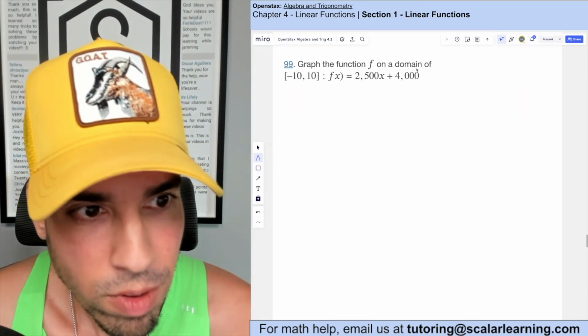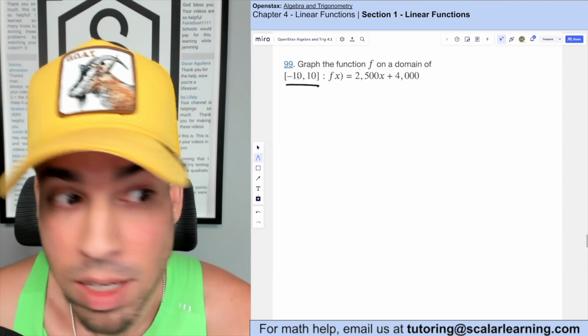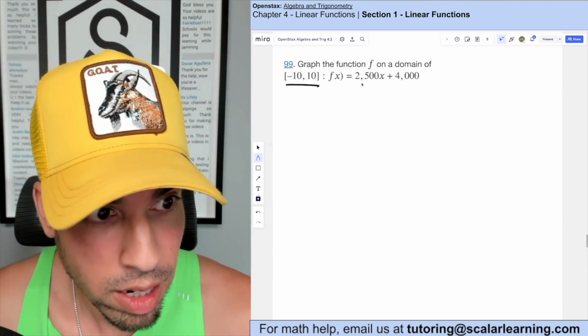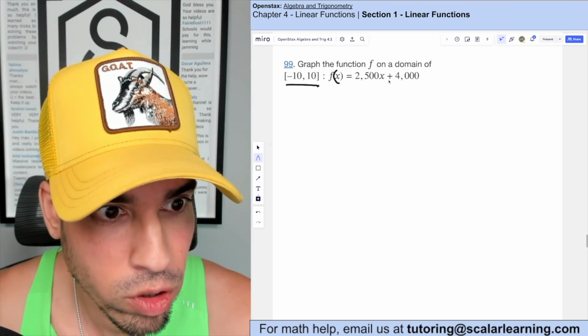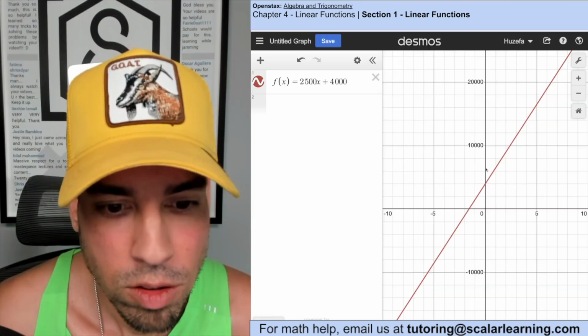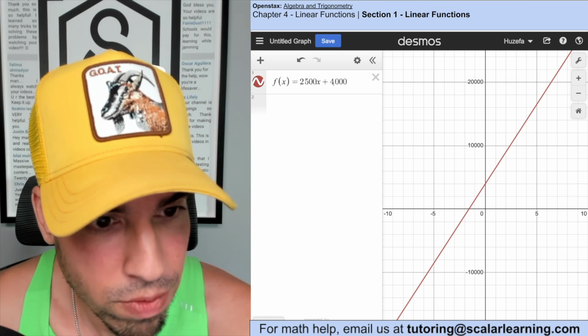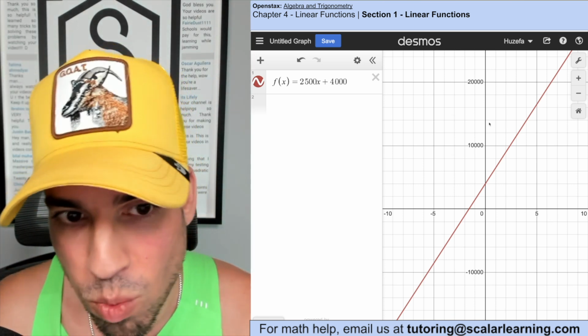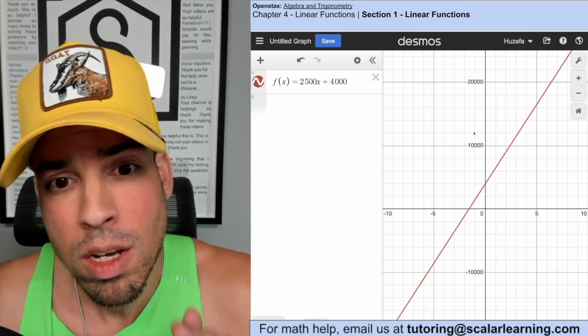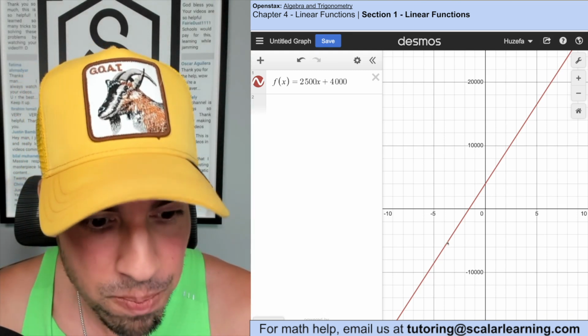This one says graph the function f on a domain of negative 10 to 10. That's the domain of the x values. And this is your function. I think they're missing a parentheses here. f of x equals 2500x plus 4000. Check it out. So using Desmos, I plugged this function in and I made the domain from negative 10 to 10, but I modified the y value so you could really see the curve and the slope of this line.